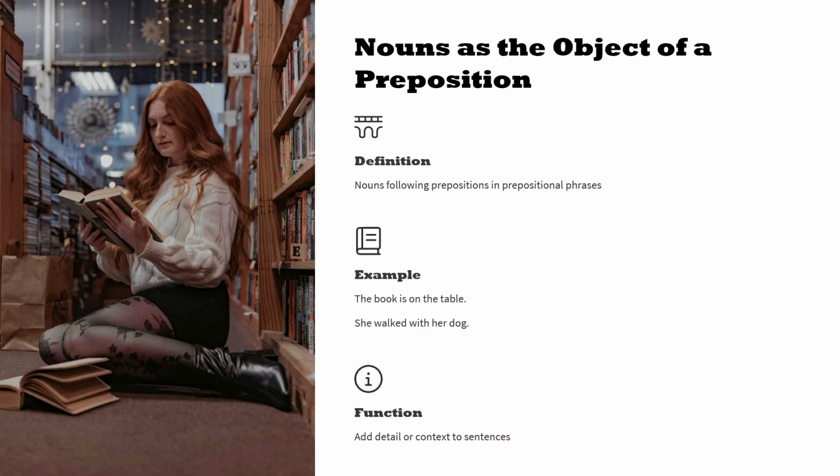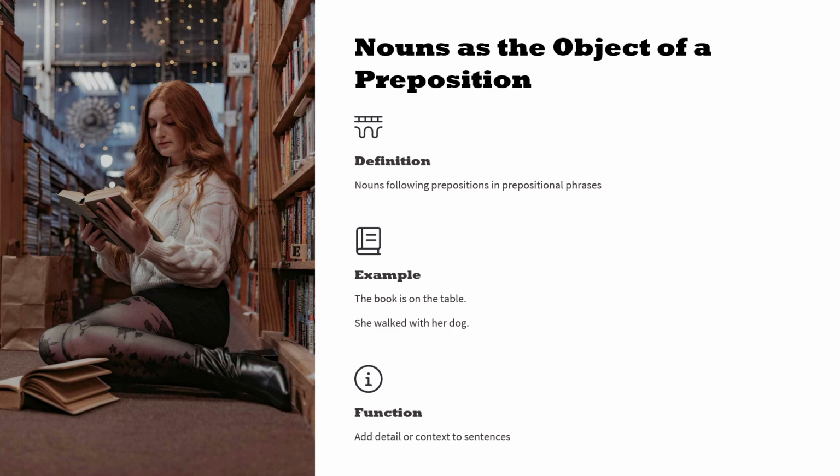Now let's explore the function of nouns as the object of a preposition. Now this is another key role that nouns play in sentences, and understanding it will help you make your writing more descriptive and clear. So as a definition, when a noun follows a preposition, it becomes the object of the preposition.